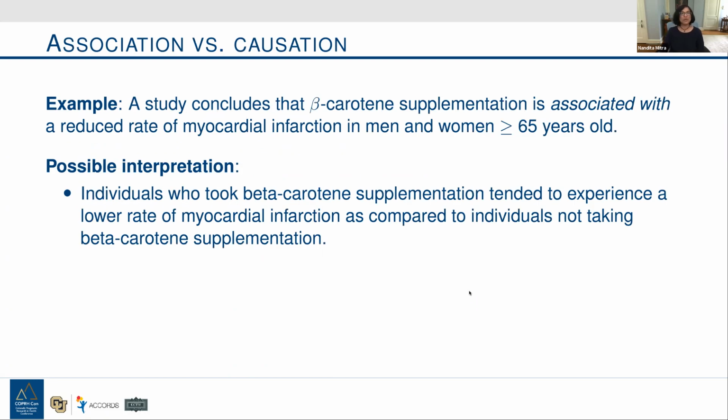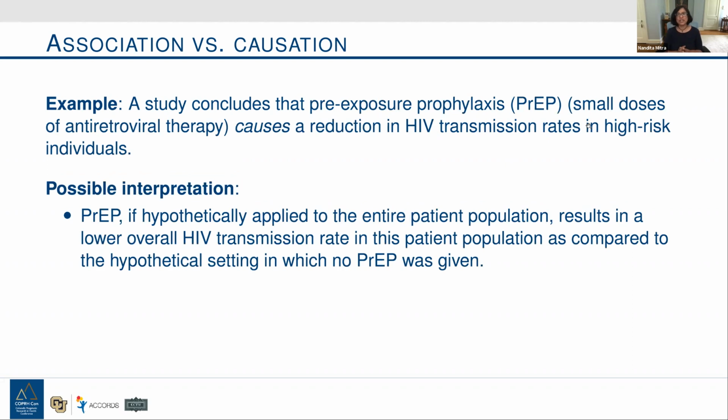So first, what do we mean by association versus causation? Well, a quick example is, say in a study they conclude that beta-carotene supplementation is associated with a reduced rate of myocardial infarction in men and women over 65. So a possible interpretation is that individuals who took beta-carotene supplementation tended to experience a lower rate of myocardial infarction compared to individuals who didn't take beta-carotene supplementation. So a very standard way of interpreting an association. But this is very different from talking about causation.